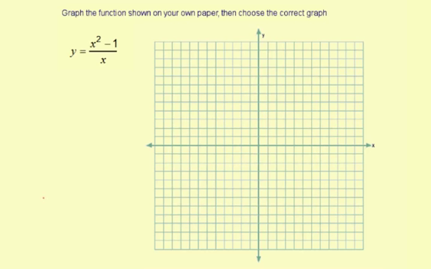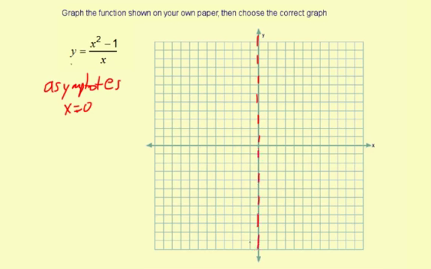Graph the function shown on your own paper, then choose the correct graph. So we're going to look at the asymptotes first. Set the denominator equal to 0? Well, that's an easy one to solve. X equals 0. That means your y-axis is a vertical asymptote.